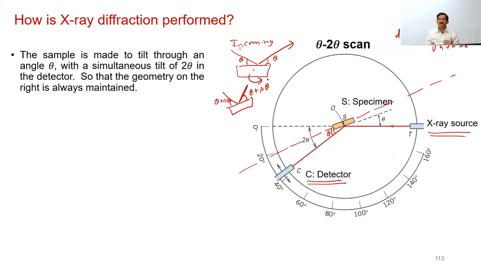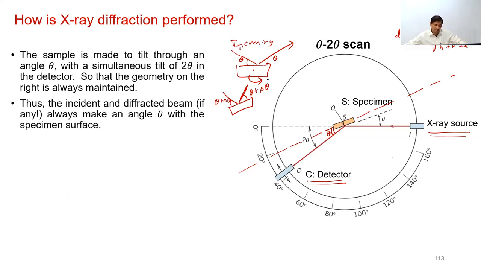So what we now do is physically put the sample, set the machine at some angle, 10 degrees, and tell the machine to scan the whole range of theta values, between say 10 to 40 degrees or 50 degrees, or even 80, 90. It depends on the material. So by having this geometry, we always make sure that the incident and diffracted beam, if any, will always make an angle theta with the specimen surface.